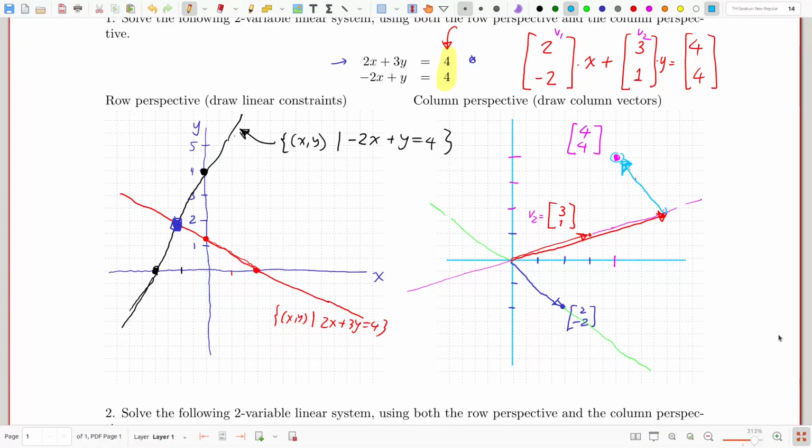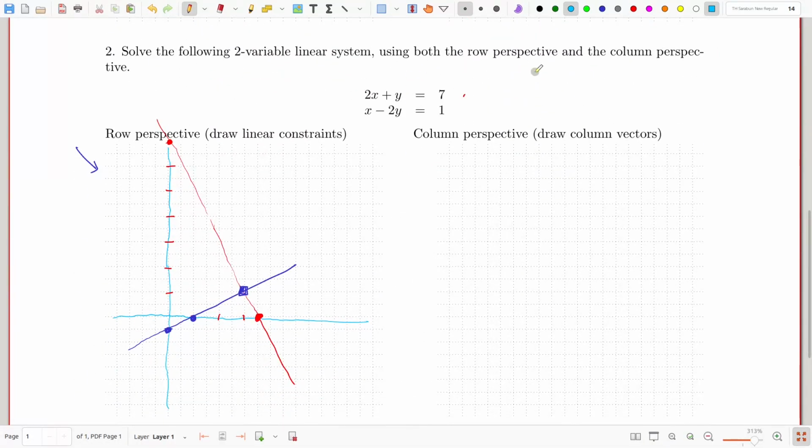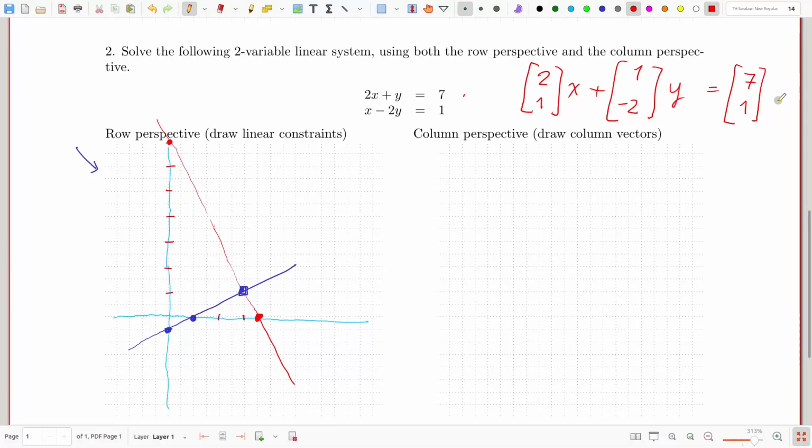So the second one, again, we can look at in the column perspective. The final value is (7, 1). The contribution of x is (2, 1). The contribution of y to the vector is (1, -2) times y. So now you have 3 vectors: (7, 1), (2, 1), and (1, -2).